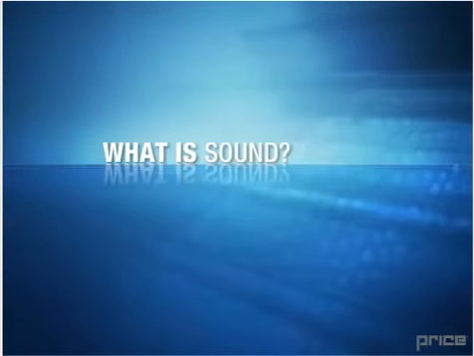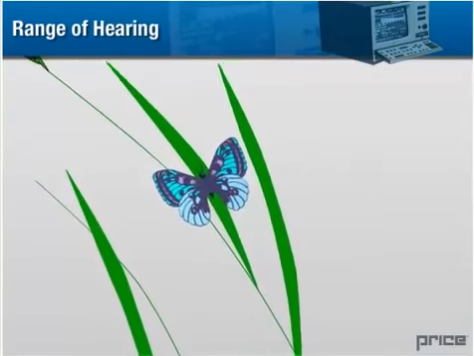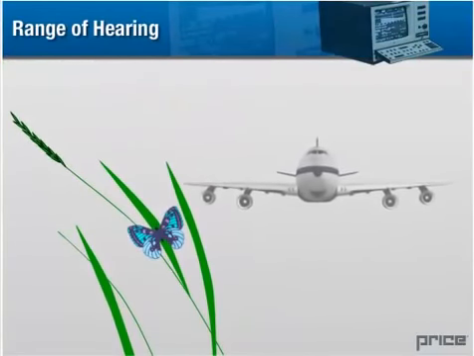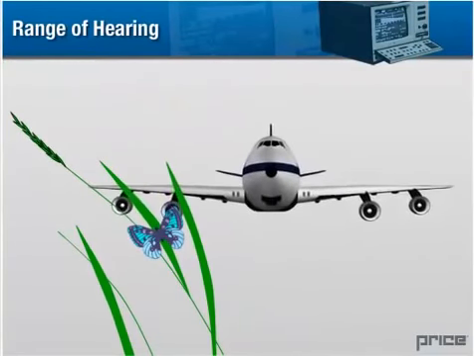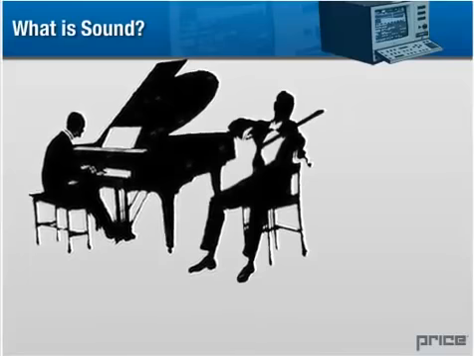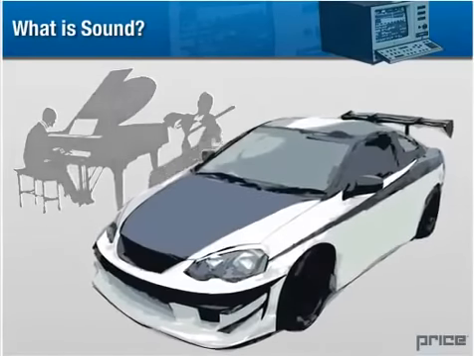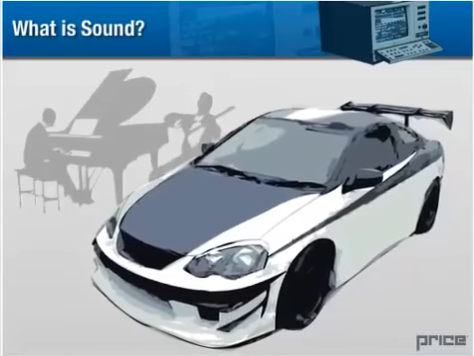What is sound? The range of hearing for the human ear is extremely broad. We can hear sounds as low as a blade of grass blowing in the wind to the roar of a jet engine as it takes off. Sound is an active part of our everyday lives. Sound can be pleasant and provide comfort and relaxation, or it can also be considered a nuisance or a disturbance.